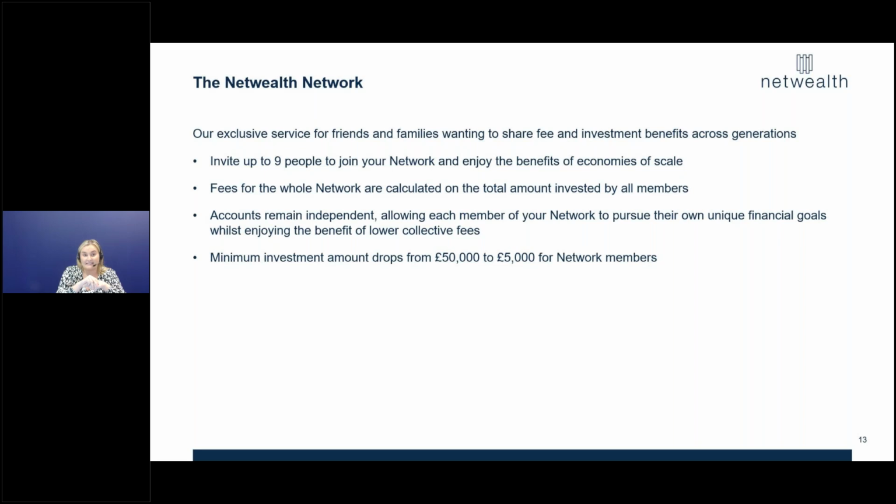So aggregating assets and benefiting from economies of scale in this way drives down your annual fees, whilst each network member can still pursue the financial goals that best suit their age and objectives. Further to the collective fee benefit, another benefit of the network is that the minimum investment amount at Netwealth, which is normally £50,000, drops to £5,000 for a network member.